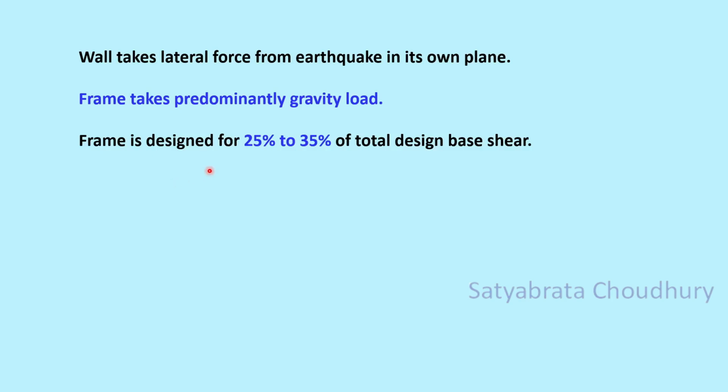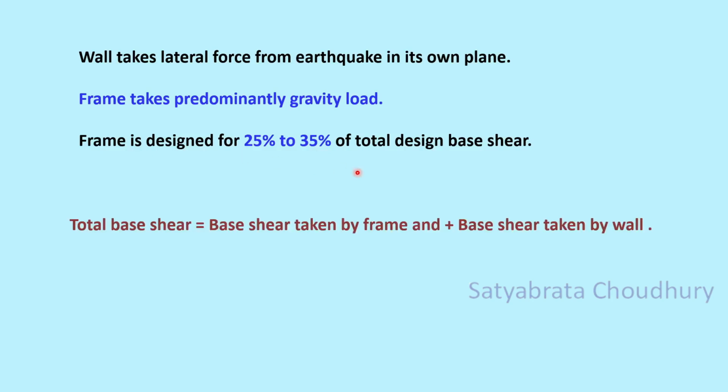To take care of this, the total base shear is divided into two parts. One part, about 25% or 35% of the total base shear, is taken by the frame, and the frame is designed for this base shear. The wall may be designed for the remaining or for the whole of the base shear, but the frame has to take this extra apart from the vertical load. We need the total base shear taken by the frame and the base shear taken by the wall. The point of counterflexure of the wall is to be computed; you have to find it out for further calculations.